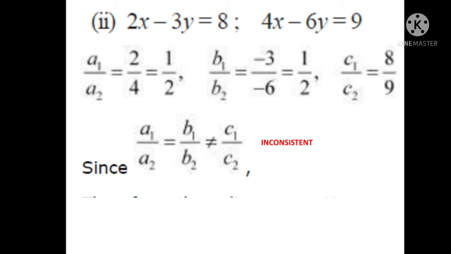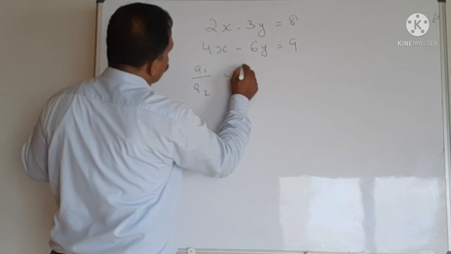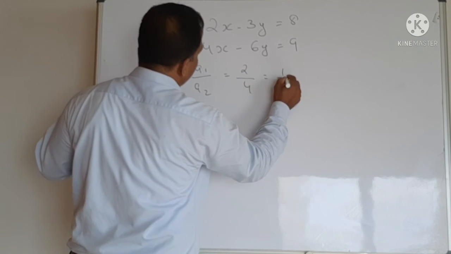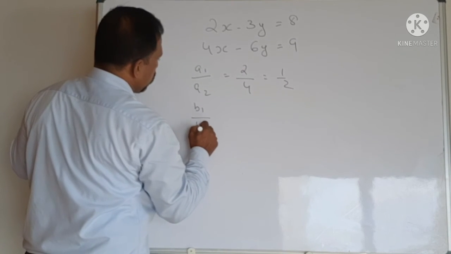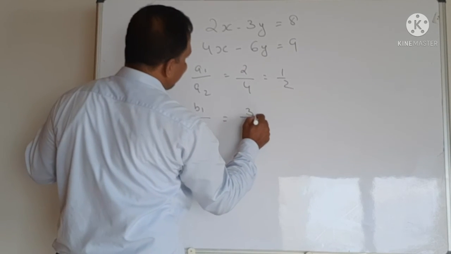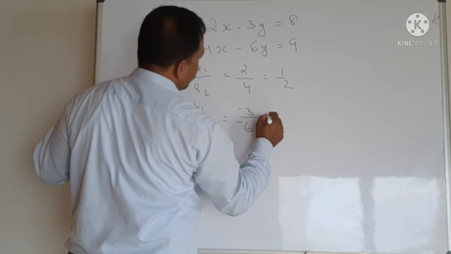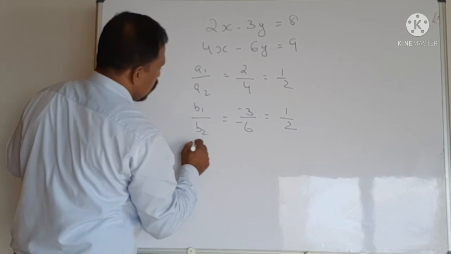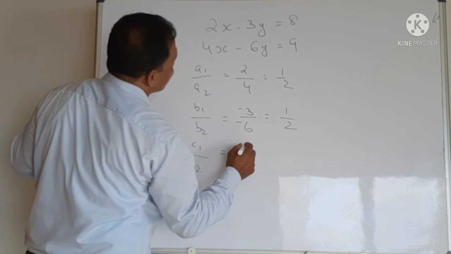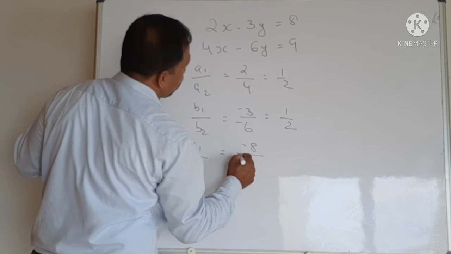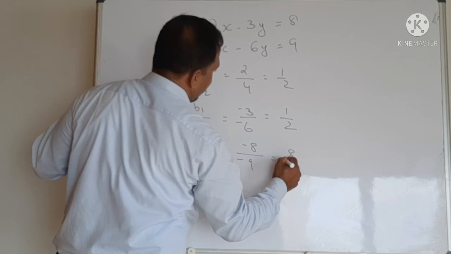Now let us do question number 2. 2x minus 3y is equal to 8 and 4x minus 6y is equal to 9. Now let us check the ratios. A1 by A2 is 2 by 4, that is 1 by 2. B1 by B2 is minus 3 by minus 6, that is again 1 by 2. C1 by C2 is minus 8 by minus 9, that is 8 by 9.